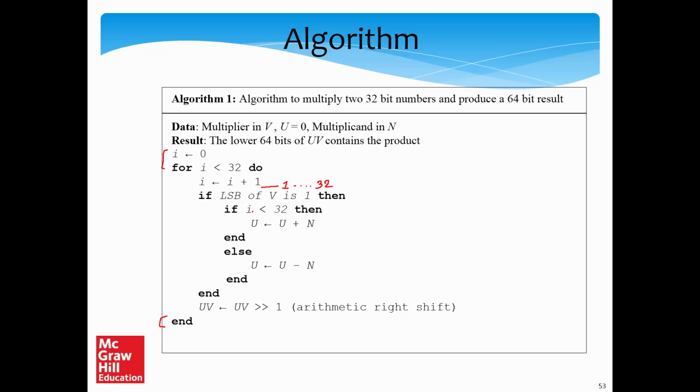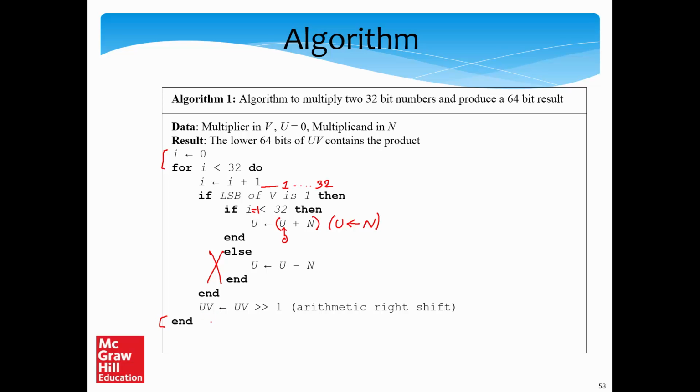So clearly in the first iteration I is 1. This is less than 32. So what we do is we add: we set u to u plus n. u initially is 0, so essentially we set u to n. That's anyway the first thing that we should do: if we see that the least significant bit of the multiplier is 1, then the product will be the multiplicand itself. So we set u to u plus n. Let's not talk about this part right now. We'll talk about it later.